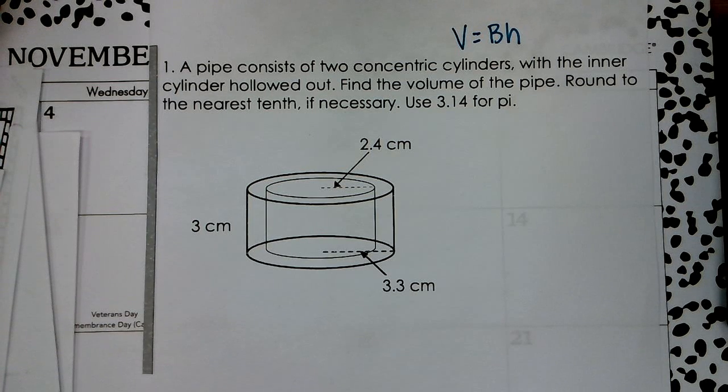Alright, so this says a pipe consists of two concentric cylinders with the inner cylinder hollowed out. Find the volume of the pipe. Round to the nearest tenth and use 3.14 as an approximation for pi.